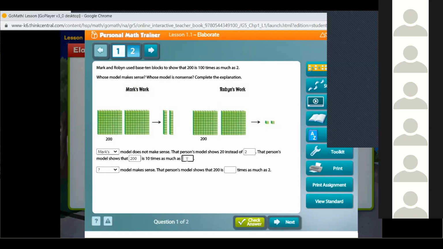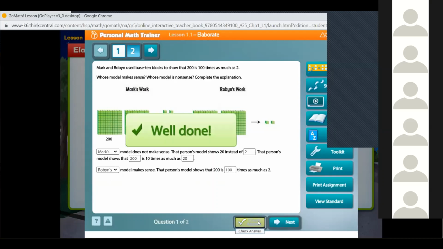Now, that person's model shows that 200 is 10 times as much as 20. He is showing 20 here. He is not showing 2. So which model makes sense? Robin's, that shows 200 is 100 times as much as 2. Check answer. Can I check now? Well done. All correct.